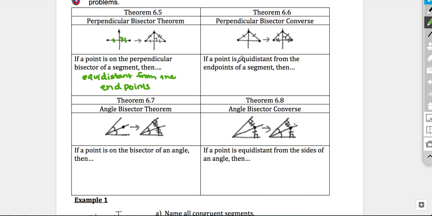So the converse of that is if the point is equidistant from the endpoints of the segment, so we got a nice little triangle here, then the point is on the perpendicular bisector. So we can use this either way. We can say if it's on the perpendicular bisector, then it's equidistant from the endpoints, or we can say if it's equidistant from the endpoints, then it's on the perpendicular bisector.